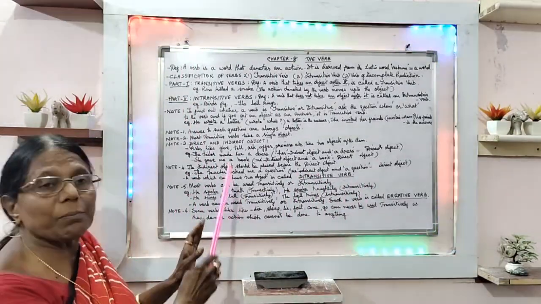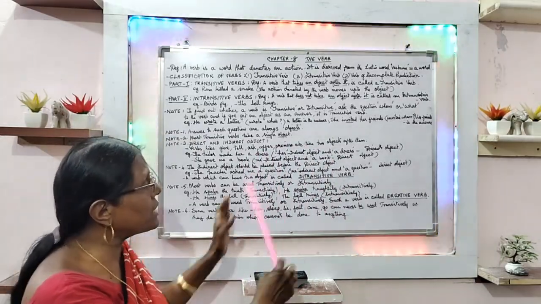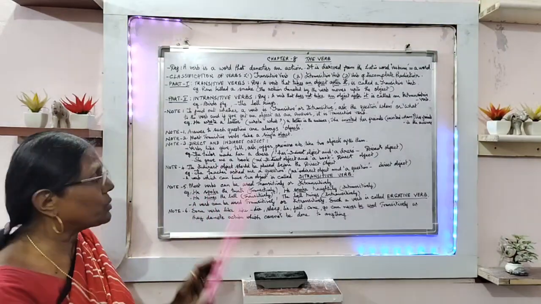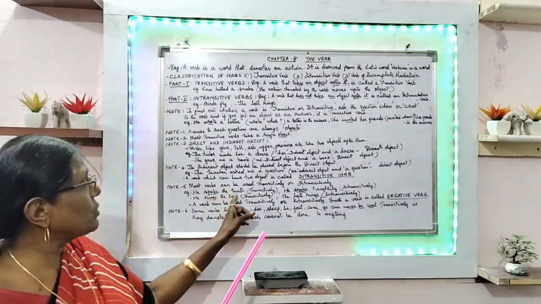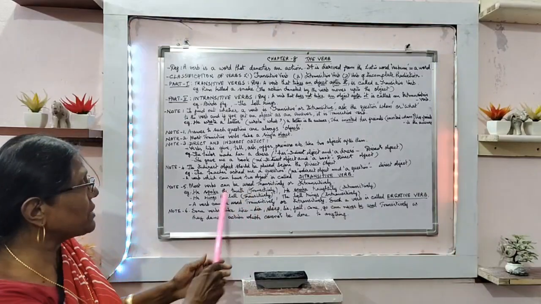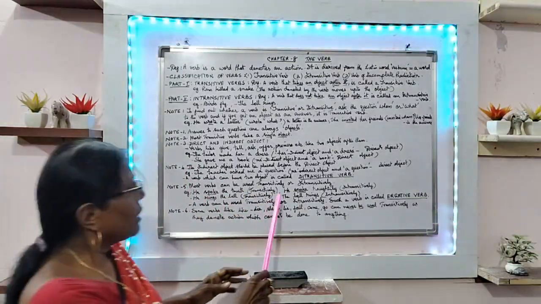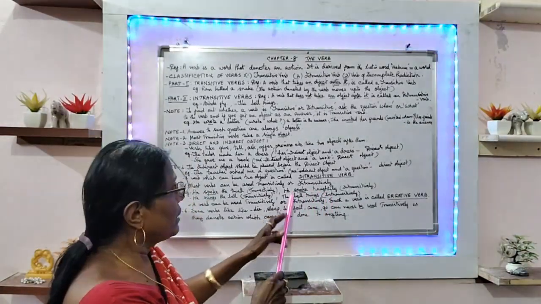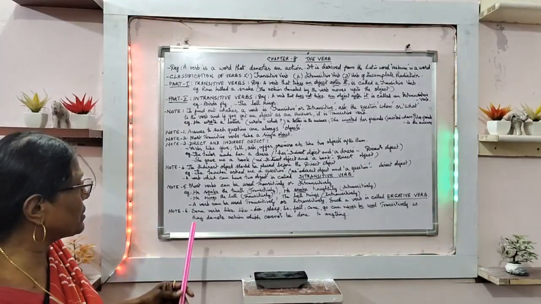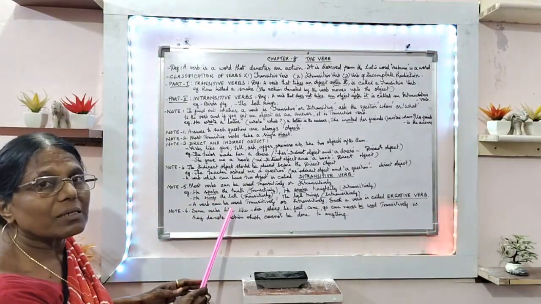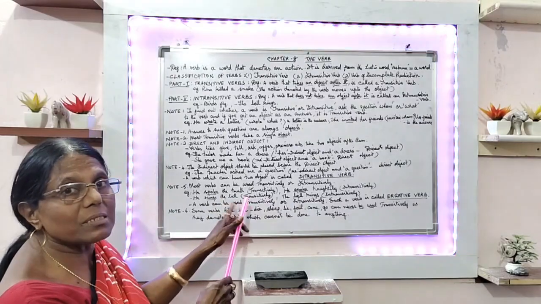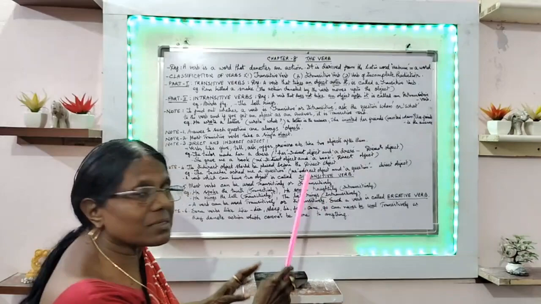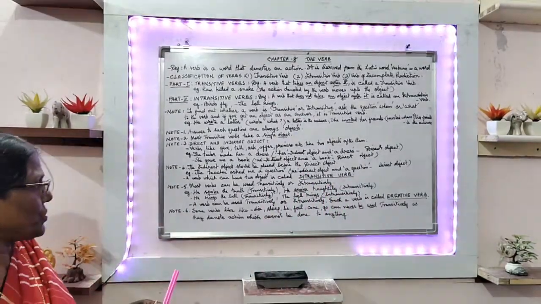Most verbs can be used transitively as well as intransitively. Here you see, he spoke the truth. The truth is the object, so transitively it is used. He spoke heartily. Here it is used intransitively. He rings the bell. Bell is the object. Transitively it is used. The bell rings. Intransitively it is used.